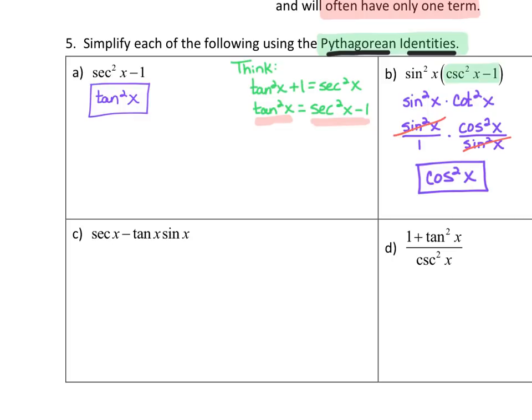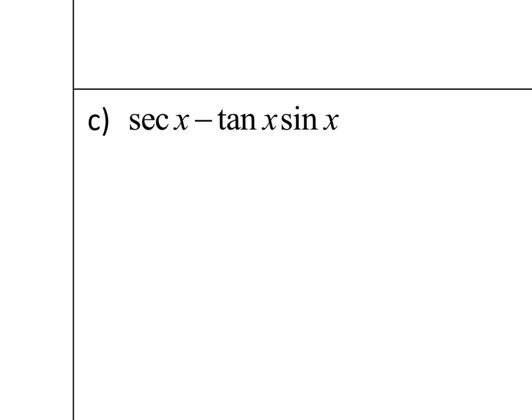So in problem C, you might notice that there is nothing here that looks like one of the Pythagorean identities. All the identities deal with a trig function squared, and all of the identities have a 1 somewhere, and we don't have that anywhere here. But when I see this problem, the first thing I notice is that I've got a minus sign, and I want to see if I can rewrite this as an expression with one term rather than 2 terms.